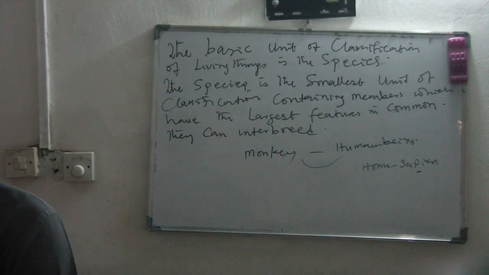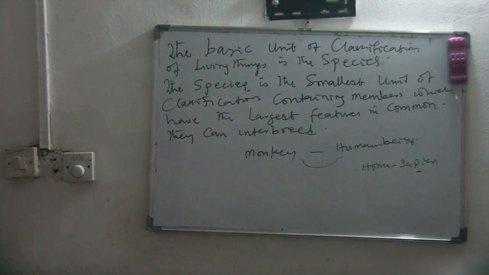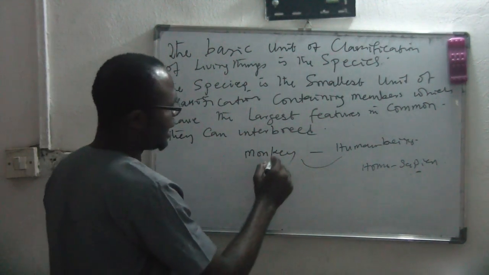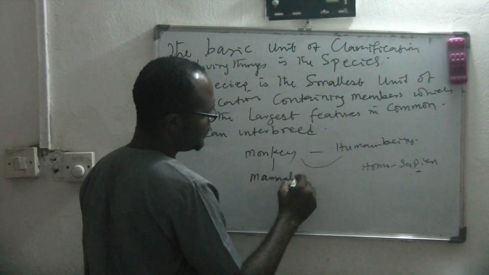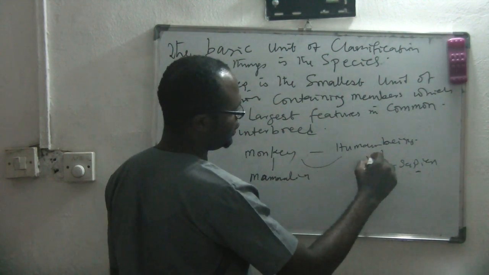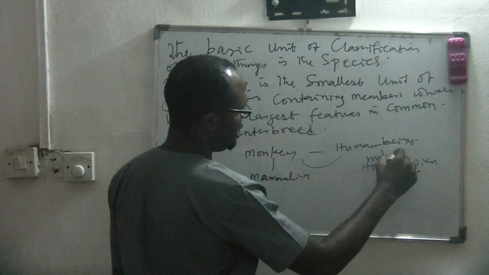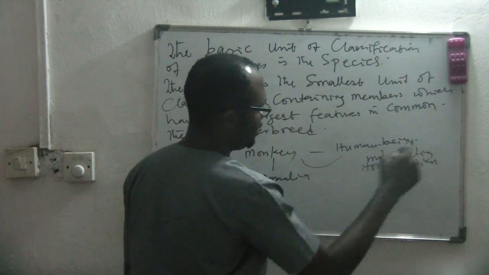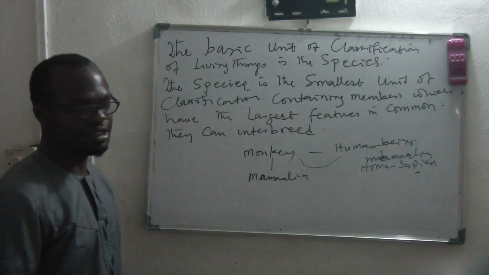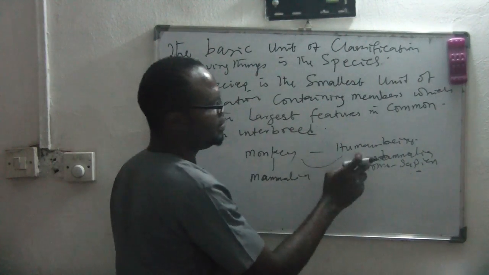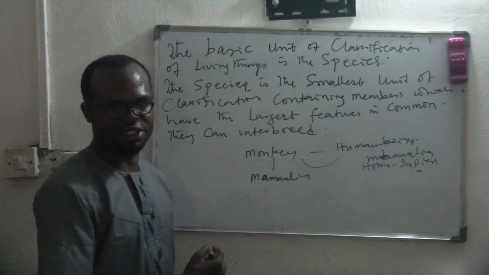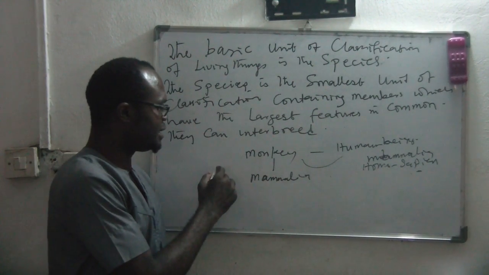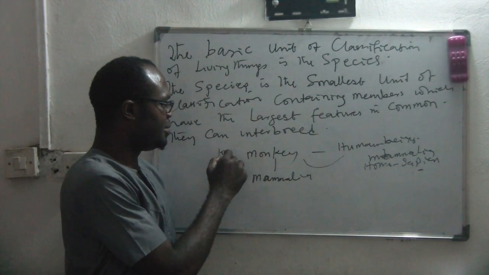Although we are in the same class. Is that clear? The class of monkey is what we call Mammalia, and that of human being is also Mammalia. You understand? Both monkeys and human beings are mammals, but they cannot interbreed because they are not in the same species. But both of them are in the same kingdom.